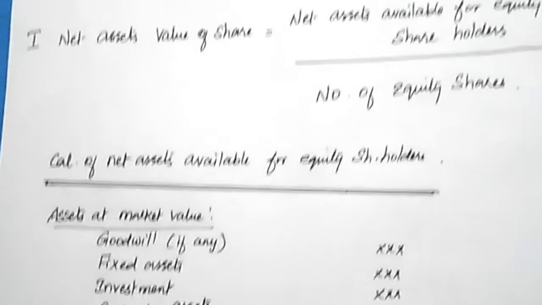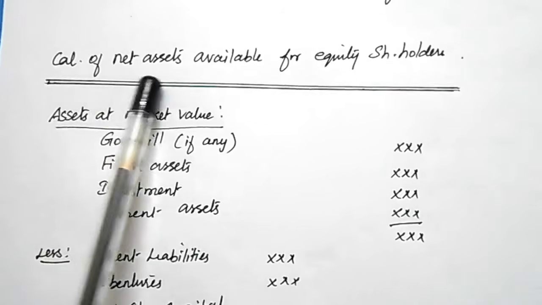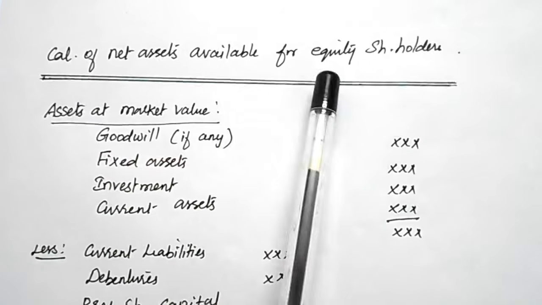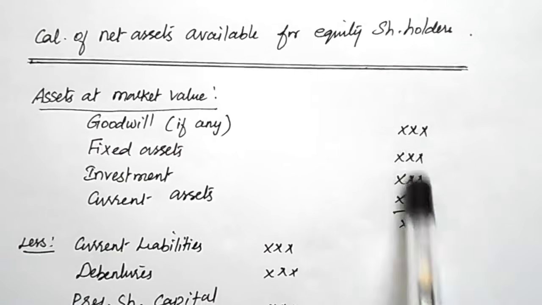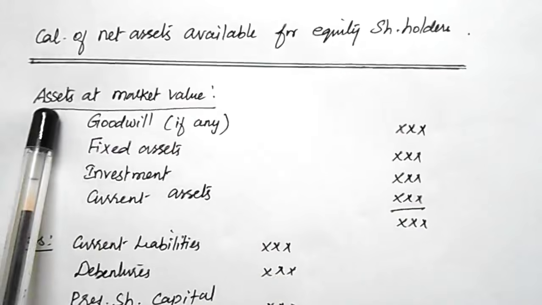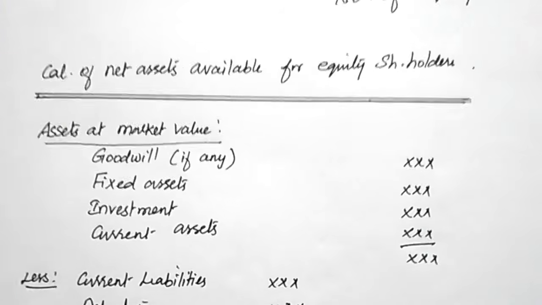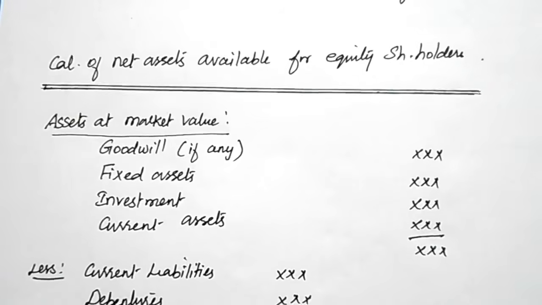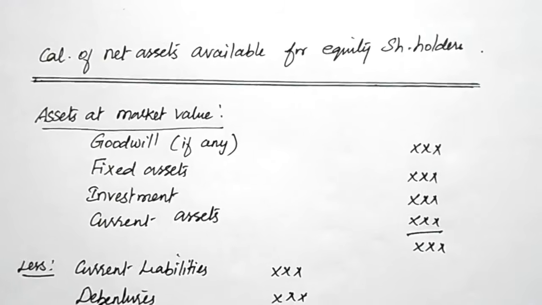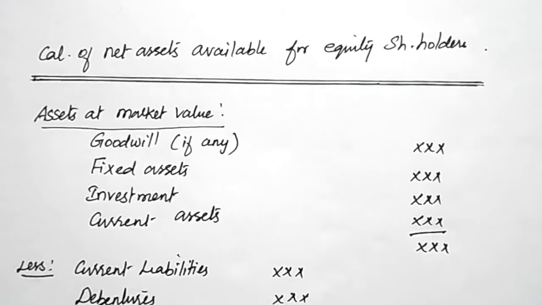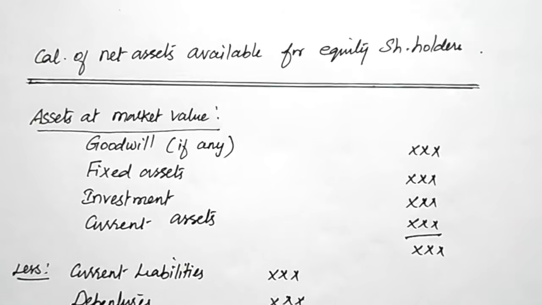Let me explain the format for this one. Calculation of net asset available for equity shareholders. Here you need to take the total assets, that is assets at market value. You have to take all assets, that is goodwill if any, fixed assets, investments and current assets. You need to consider certain important factors while you take the asset values.